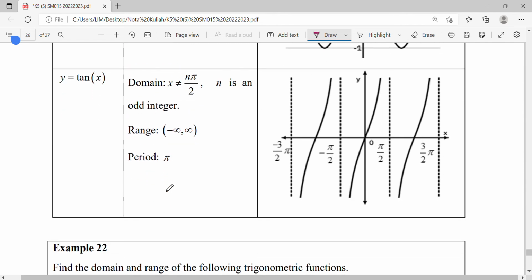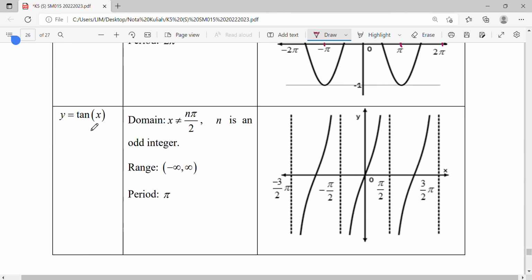Then we go for tangent. Tangent won't have any amplitude. You can see for tangent, the graph shoots up or goes down non-stop. No matter whether you have 1 tangent, 2 tangent, 3 tangent, whatever coefficient is here, it doesn't affect amplitude, because this graph doesn't have any amplitude. That's why its range starts from negative infinity up to positive infinity. But for tangent, we have to take note that we have an asymptote.